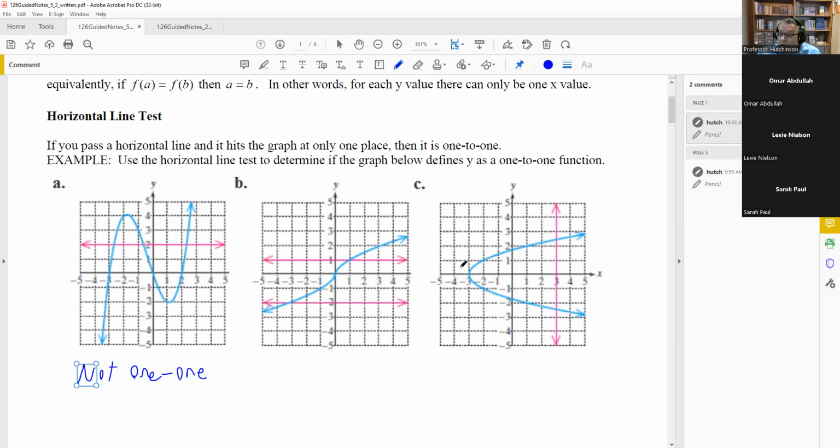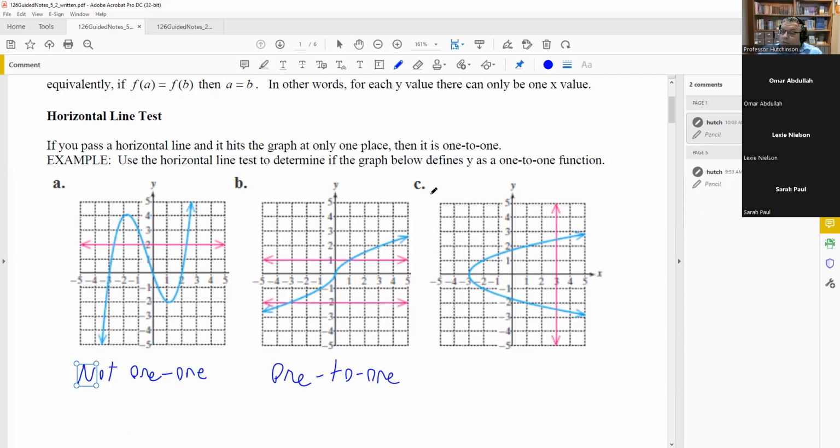The next one, if we pass a horizontal line here or here, these pink lines here, anywhere you draw a horizontal line, it'll only hit the graph once. And so the second one is going to be one-to-one.